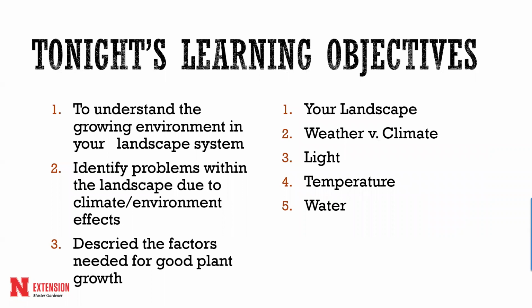So, tonight, the learning objectives that I hope you get from this is that you're going to better understand the growing environment within your landscape, identify the problems in your landscape due to climate or environment effects, and then be able to describe the factors needed for good plant growth. The order that we're going to work this in is we're going to look at your landscape. We're going to look at the weather versus climate. Then we're going to look at light, temperature, and water in the environment in your landscape.